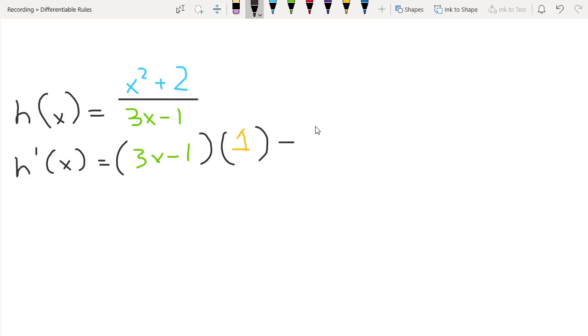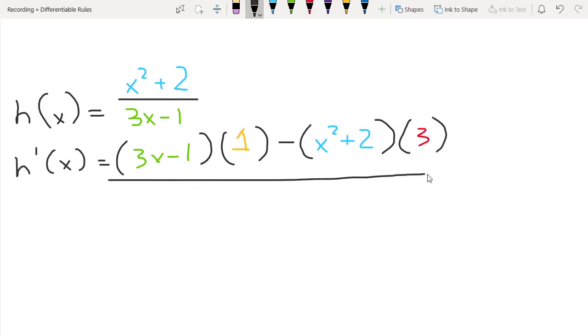And then it goes low d high minus high. So then high in this case is x squared plus 2, because high refers to the numerator, x squared plus 2. Low d high minus high, and then it goes d low. So in this case, we have to find the derivative of the denominator, 3x minus 1. And knowing the derivative rules, that would be 3.